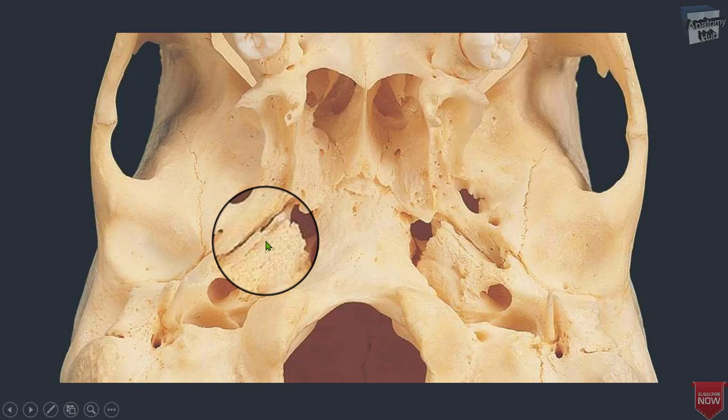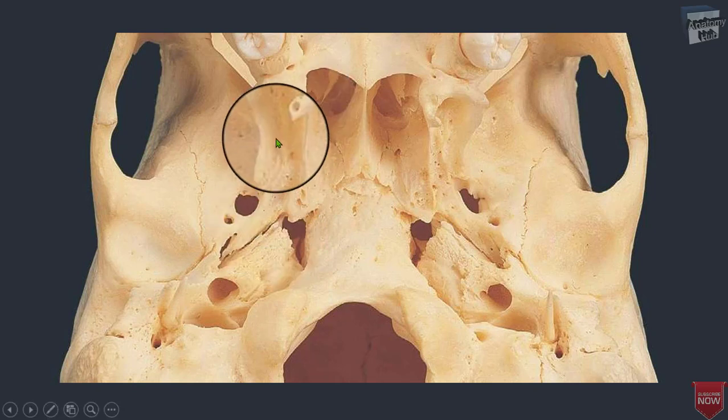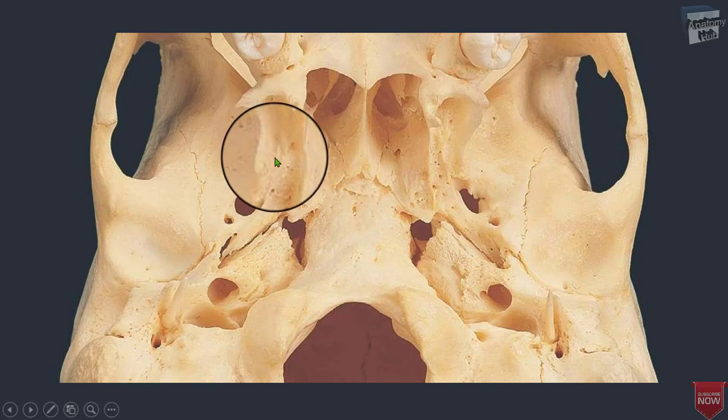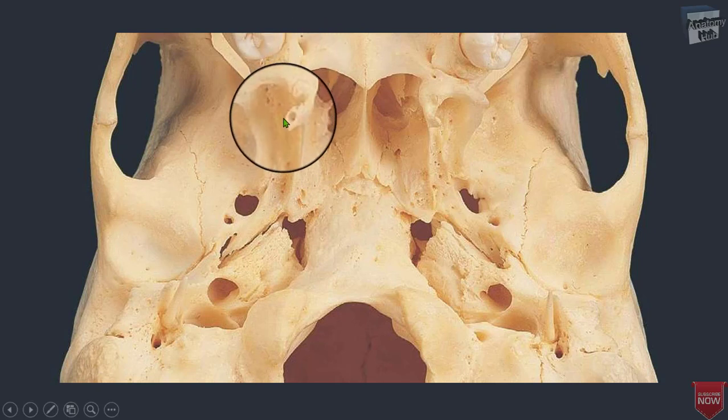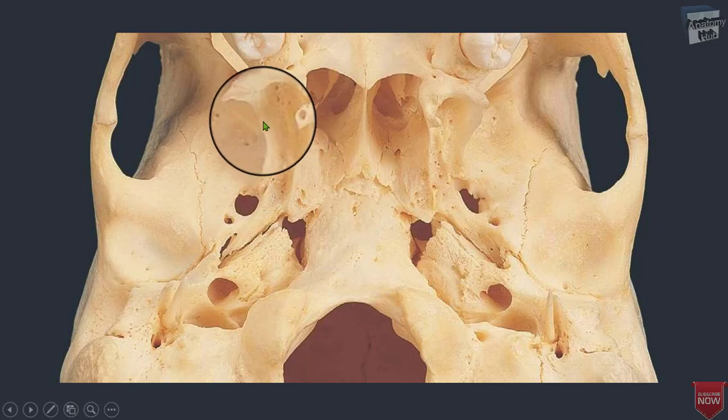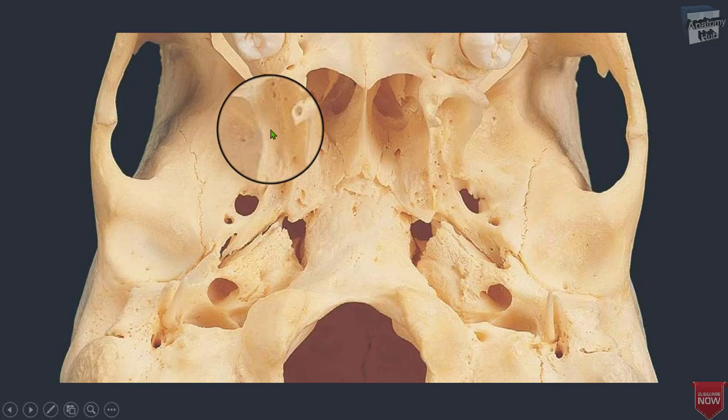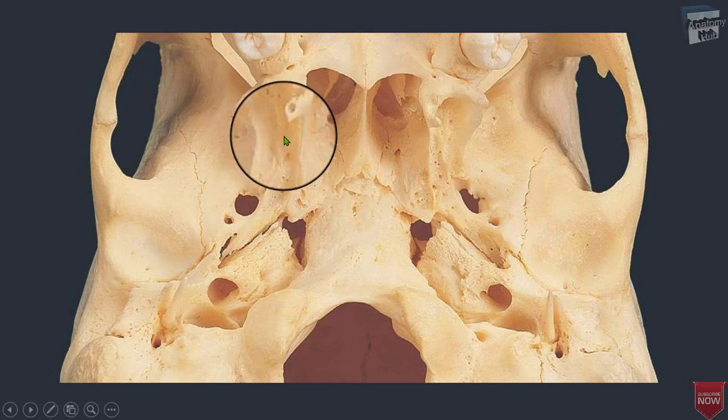So here you will find the pterygoid process that projects downward from the inferior surface of the body of the sphenoid bone just behind the alveolar arch of the maxilla. The process bears the bony medial and lateral pterygoid plates, which project posteriorly, enclosing the pterygoid fossa between these two plates.